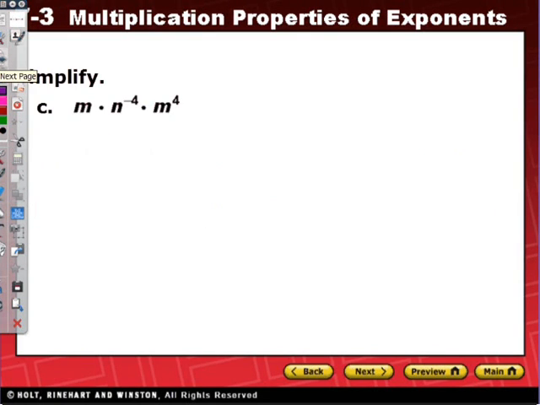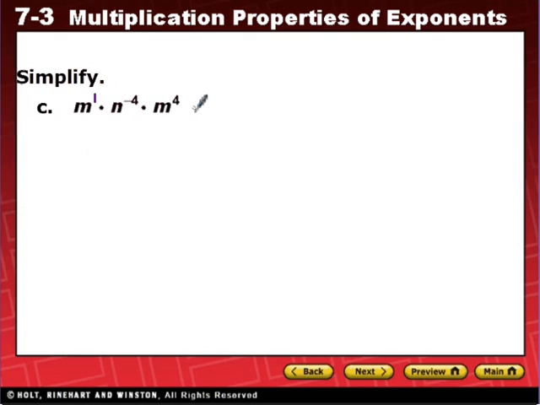All right. Here we go. M times n to the negative 4th times m to the 4th. So you're going to combine all the m's together. Remember, this is m to the 1st. See if you can figure out what it's going to be. And simplifying also means you have to deal with that negative exponent.